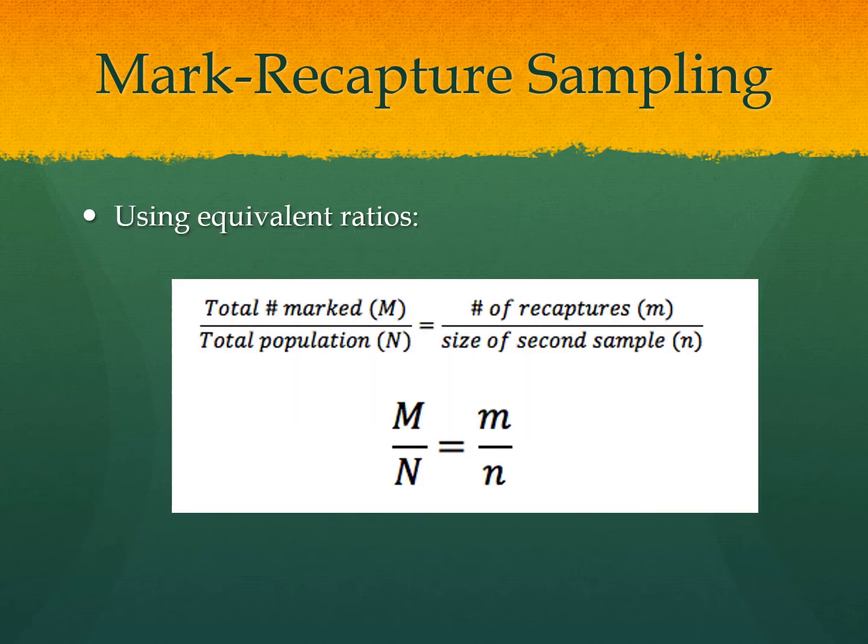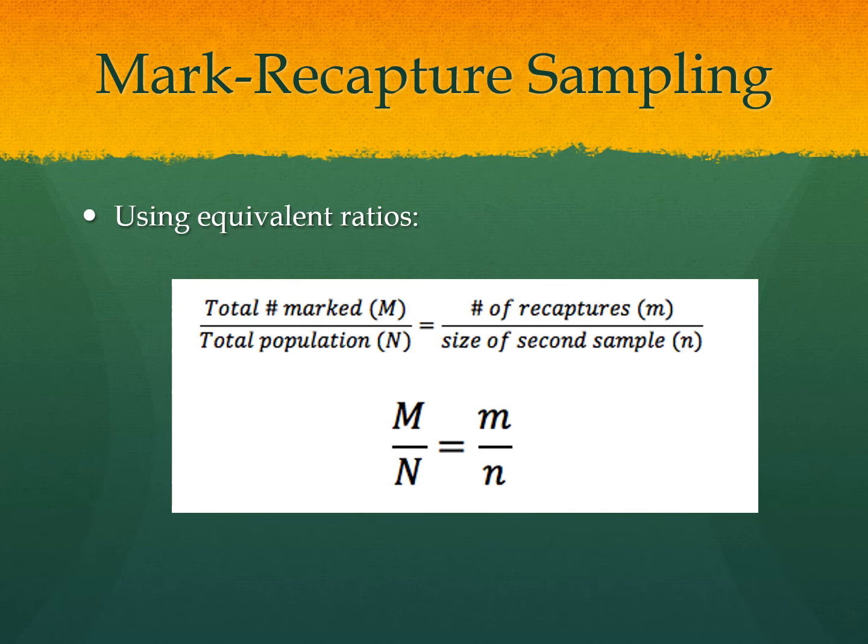So here's the formula that we use when we're doing mark recapture sampling. It's basically an equivalent ratio. The total number of marked individuals, that's capital M, divided by the total population within the area, that's capital N, is equal to the number of recaptures, so that's marked individuals that you recapture when you come back later to capture a second sample, divided by the size of the second sample, or little n.